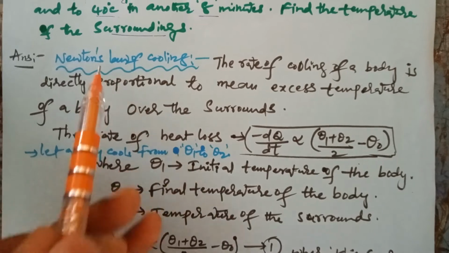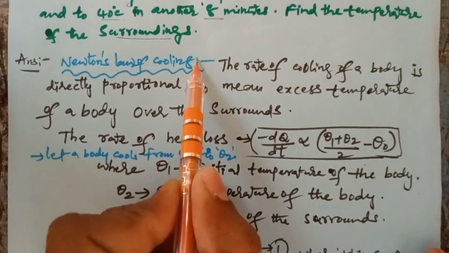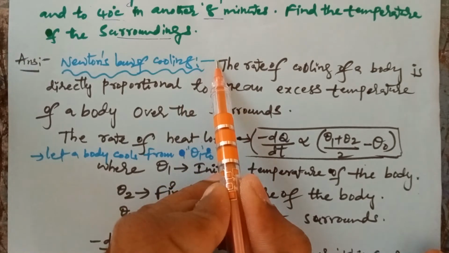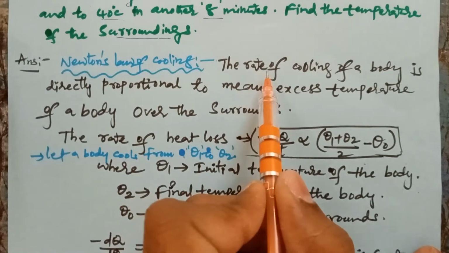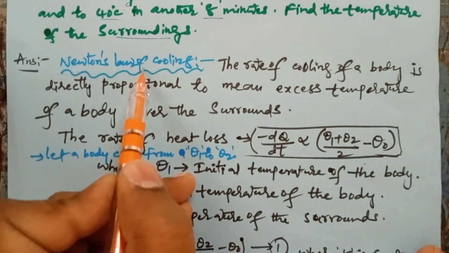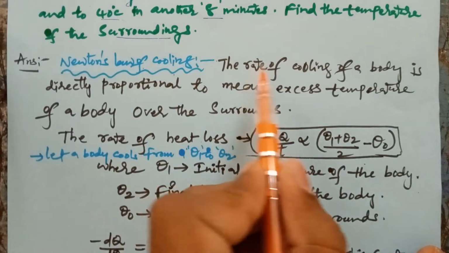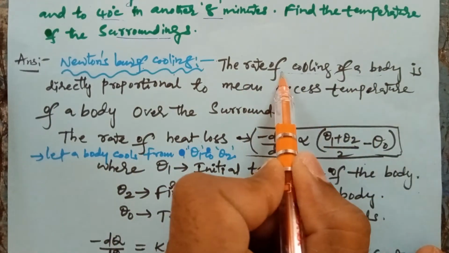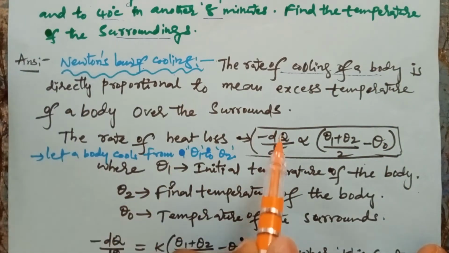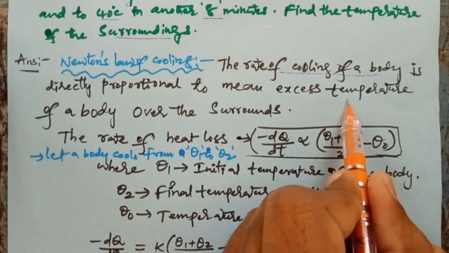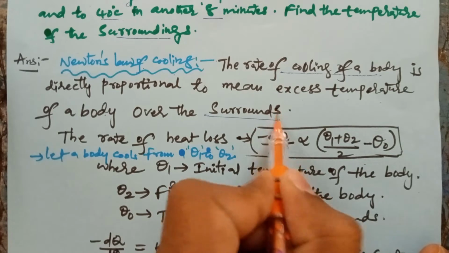So how could we state Newton's law of cooling? Newton's law of cooling means heat loss. Heat is lost from higher to lower. So what is Newton's law of cooling? We state it in two ways. The first statement: the rate of cooling of a body, meaning the rate of loss of heat of a body, is directly proportional to the mean excess temperature of the body over the surroundings.